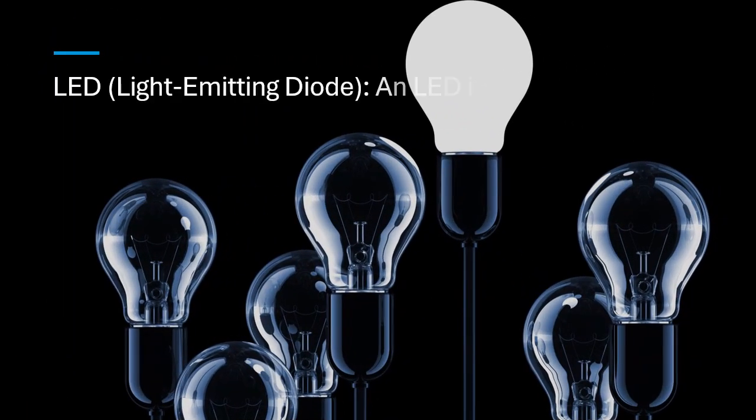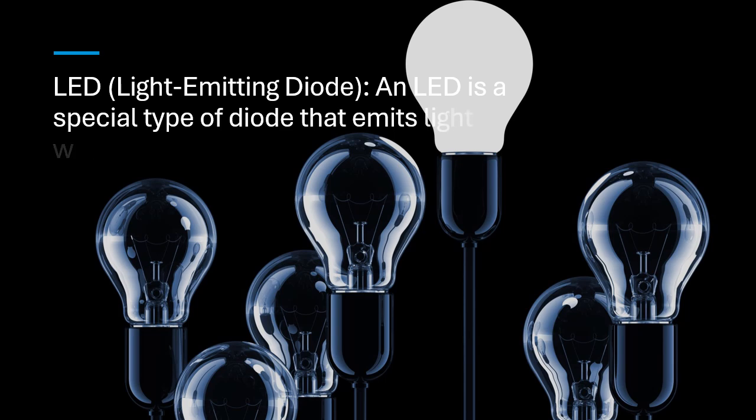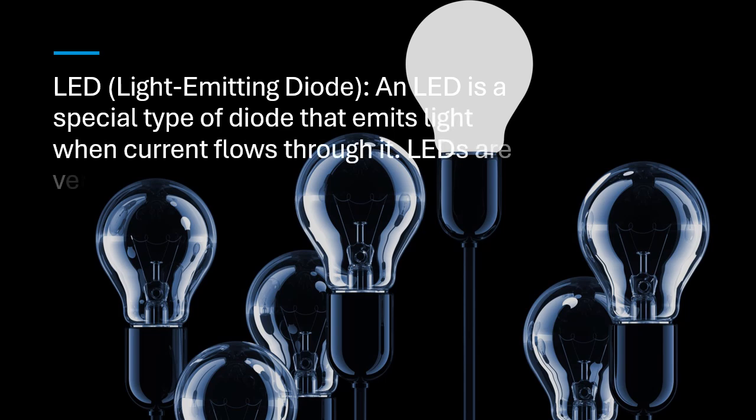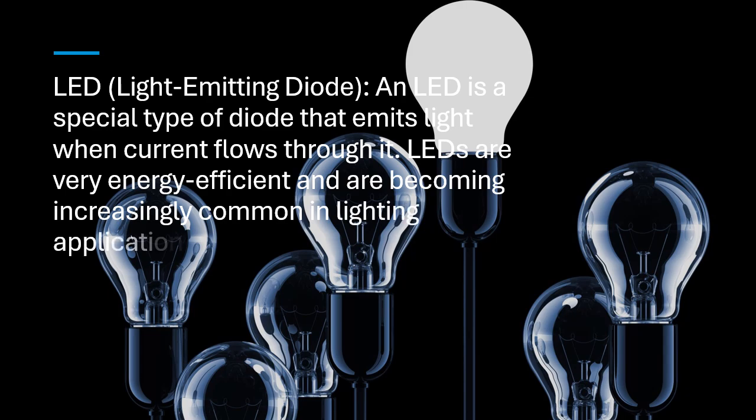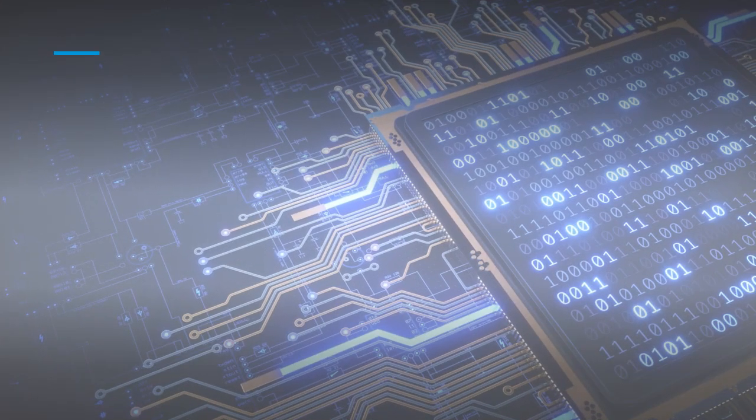LED. Light-emitting diode, or LED, is a special type of diode that emits light when current flows through it. LEDs are very energy efficient and are becoming increasingly common in lighting applications.